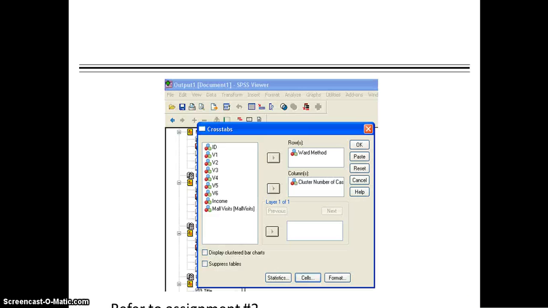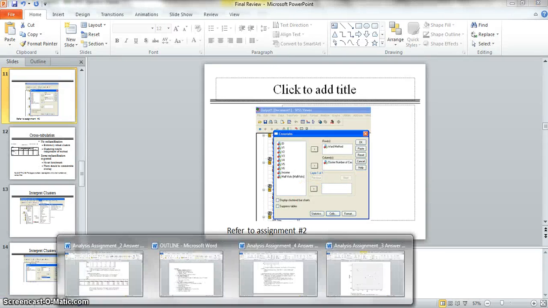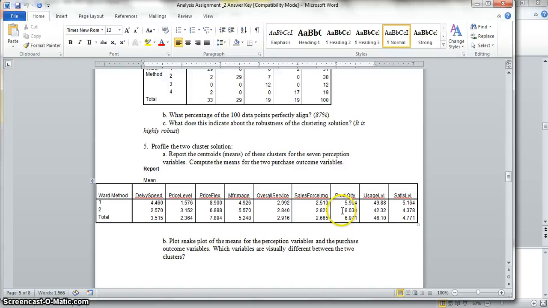Okay, cluster analysis. I just wanted to refer to how to run crosstabs again. I think in assignment number 2, we did a cluster analysis using the hierarchical method and also using the k-means method, and then we did a crosstab where we compared those two. Let me jump to assignment number 2.